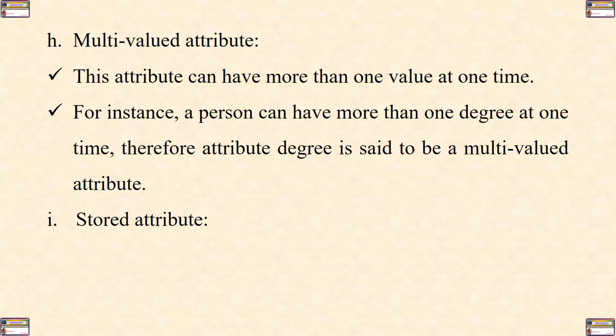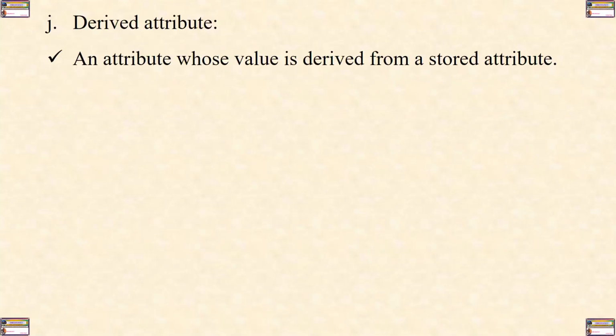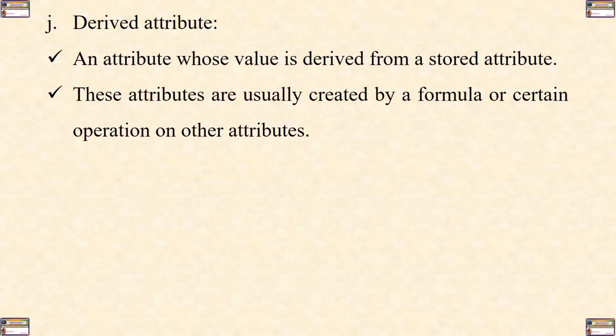There is also what we call stored attribute, an attribute that supplies a value to the related attribute. We also have what we call derived attribute. What's a derived attribute? This is an attribute whose value is derived from a stored attribute. Now, these attributes are usually created by a formula or a certain operation on other attributes. Like if you are computing certain values from more than one field, what you arrive at is a derived attribute.